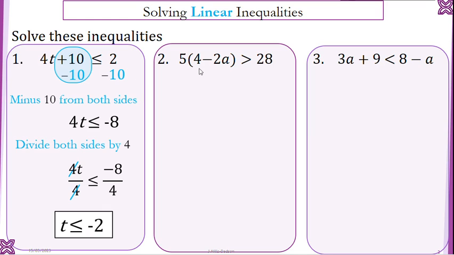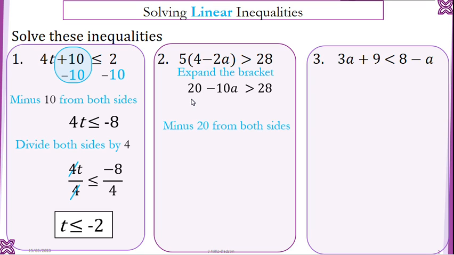The second one, we can't divide 28 by 5, so let's expand the bracket first. So we have 20 minus 10a is more than 28. Then we want to work out for a, so we need to get rid of positive 20, so we subtract 20 from both sides. When that happens, be careful, it's only negative 10a on the left hand side. So negative 10a is bigger than 8, because 28 minus 20 is 8. Then to get rid of negative 10, which is multiplying a, the inverse of multiplying by negative 10 is to divide by negative 10. So we divide both sides by negative 10.